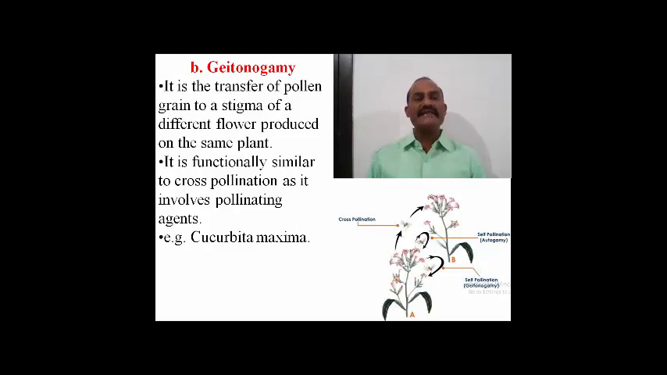It is functionally similar to cross-pollination, technically, as it involves pollinating agents. But genetically, both the gametes are the same. That's why it is included in self-pollination. Maximally, it is found in plants belonging to Cucurbitaceae. One example we can have is Cucurbita maxima, where two flowers present on the same mother plant are involved.